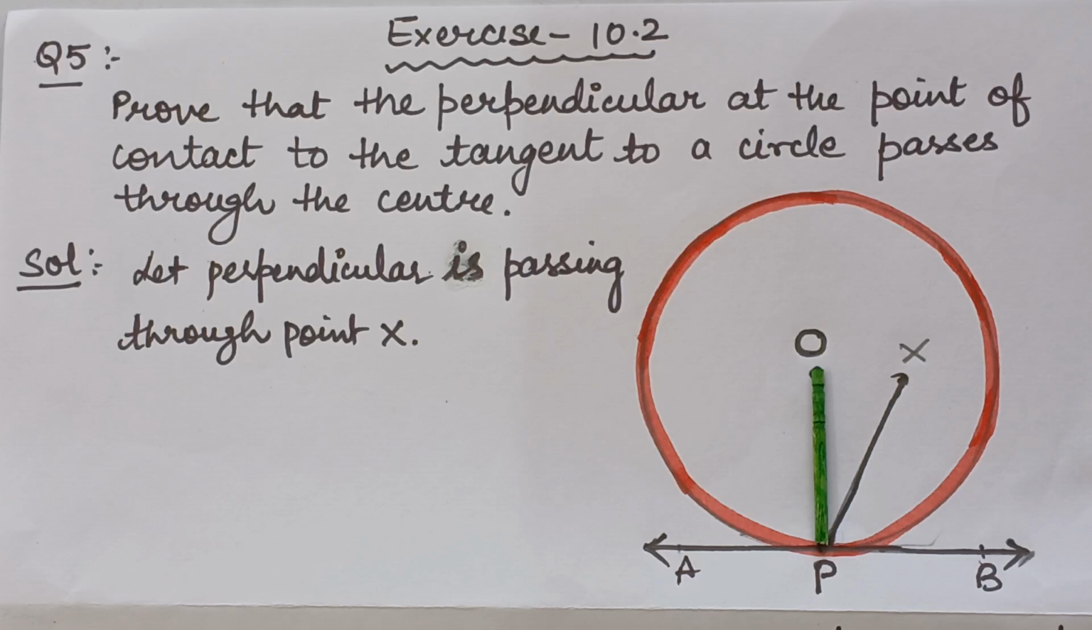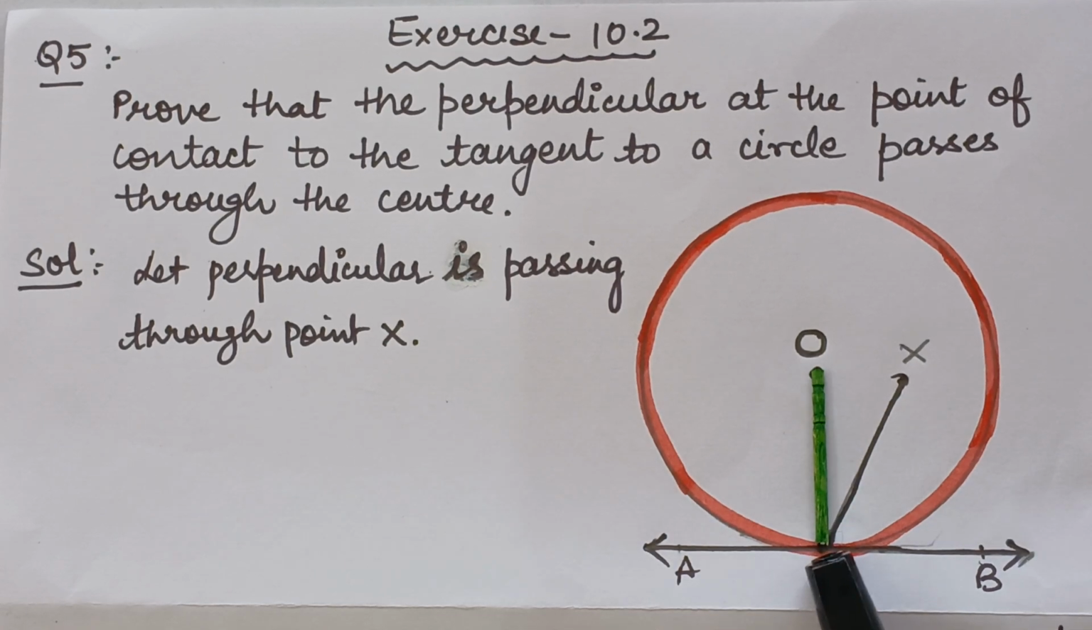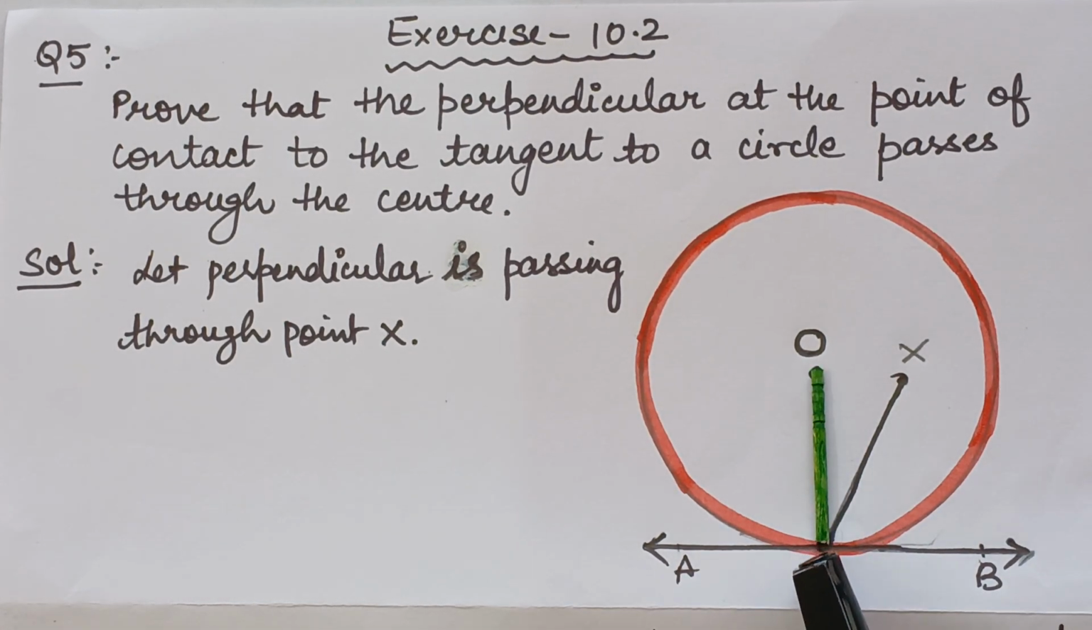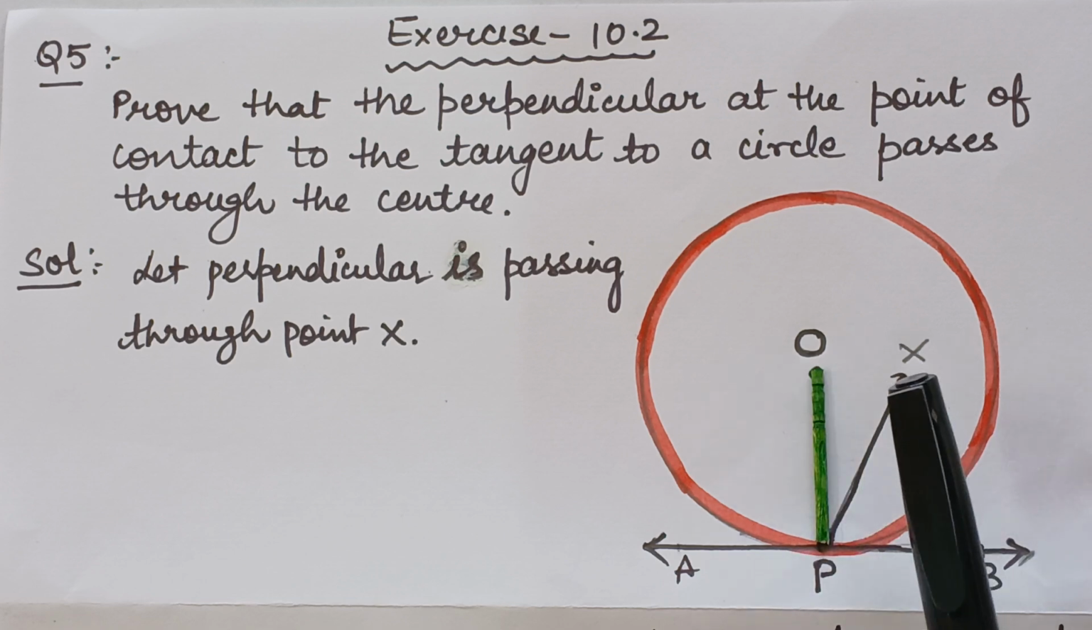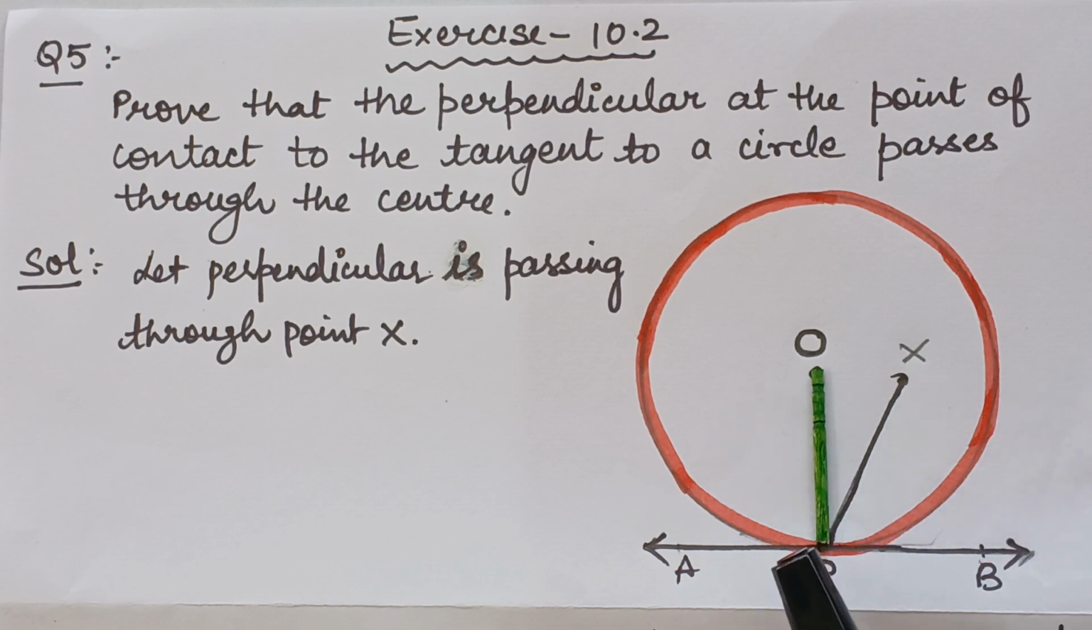Exercise 10.2, question 5. Prove that the perpendicular at the point of contact to the tangent to a circle passes through the center. We have to prove that the perpendicular at this point is always passing through the center. Here we are assuming that it is not passing through the center, but in the end we will be showing that X and O coincide with each other. So it means the perpendicular always passes through the center.